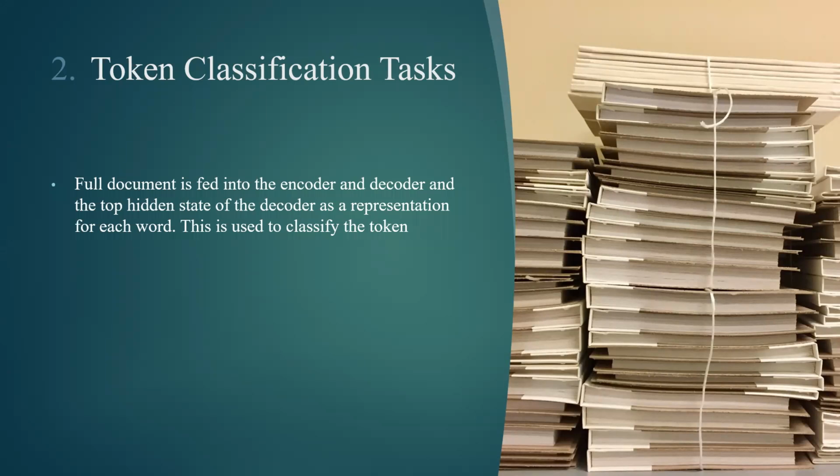Second, token classification task. The full document is fed into the encoder and decoder, and the top hidden state of the decoder is used as a representation of each word. This is used to classify the token.